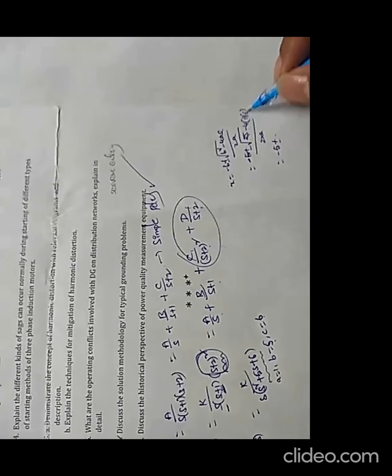So here minus 5 plus or minus root of 25 minus 24. Here we will get minus 1 by 2. So it means minus 5 plus or minus, and the root of minus 1 can be written as j, the complex notation, j by 2.